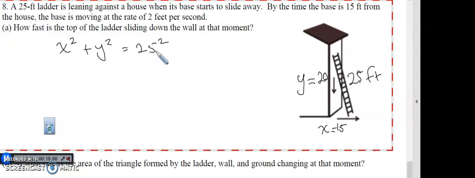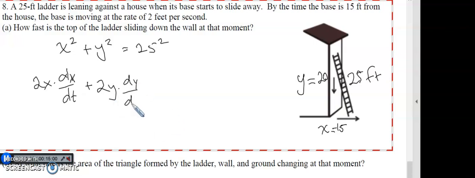Now, no matter what, when we take the derivative of 25 squared, that's going to be 0. Okay? So, what I have is, now we're taking this with respect to time. So the derivative here will be 2x times dx/dt plus 2y times dy/dt is equal to 0.